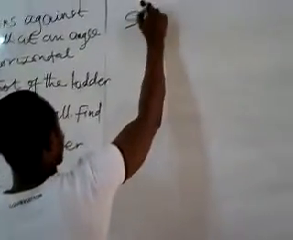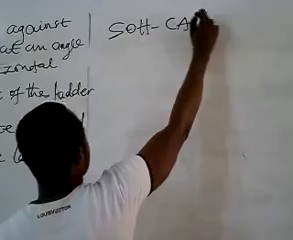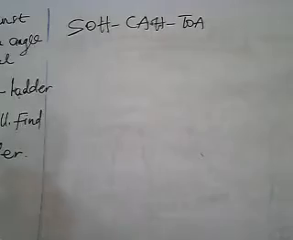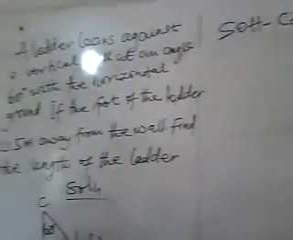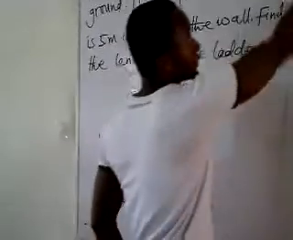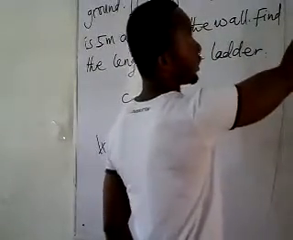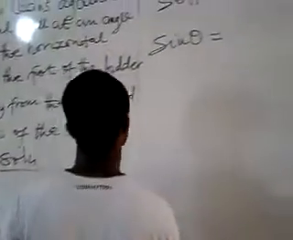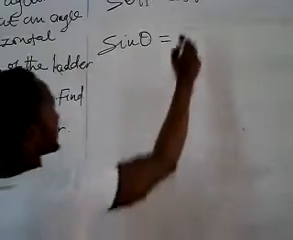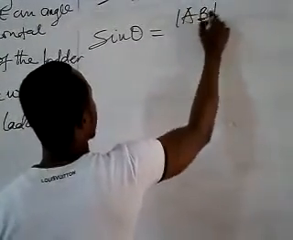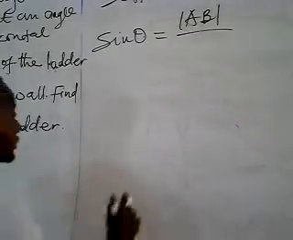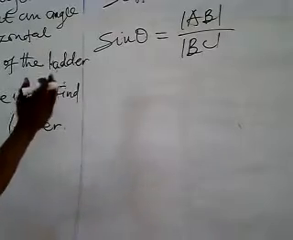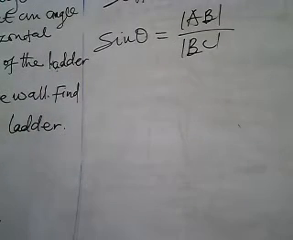So we have the opposite, we have the hypotenuse. So we can take the SOH of SOH CAH TOA. So the SOH will be sine theta equal to, we have opposite as AB, so line AB over the hypotenuse, which is line BC. So theta in the question was given to us as 60 degrees from our diagram.